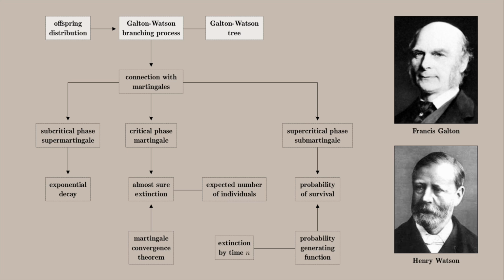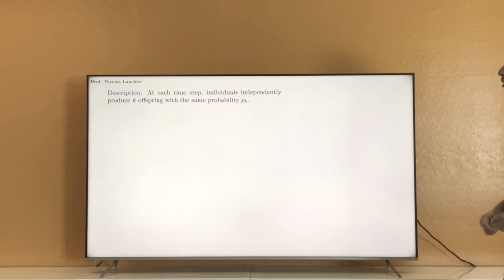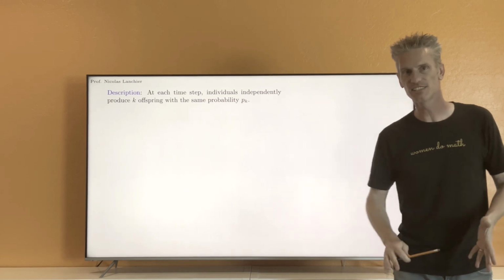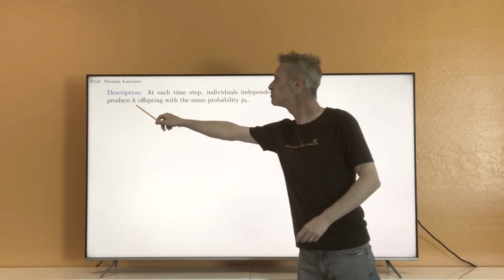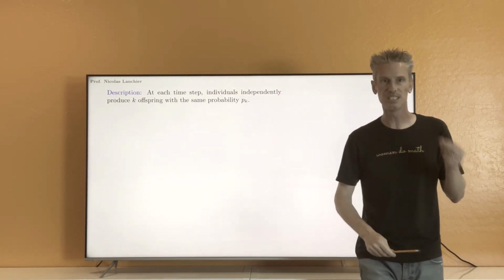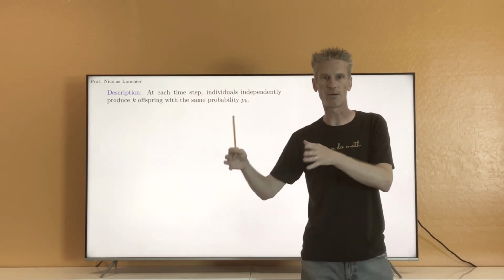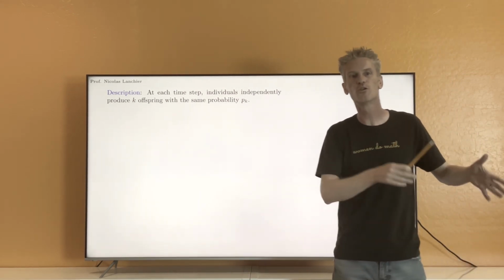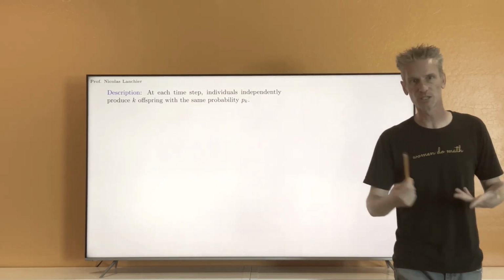So first I'm going to give you a precise definition of the notions of Galton-Watson branching process and Galton-Watson tree. The assumption in the background for a Galton-Watson branching process is the following. You have something that evolves in discrete time, and we are going to assume that at each time step, individuals independently produce k offspring with the same probability pk. Those probabilities pk are the terms of a probability mass function. That's the probability mass function of this random variable that I call the offspring distribution. This random variable describes the number of offspring per individual.